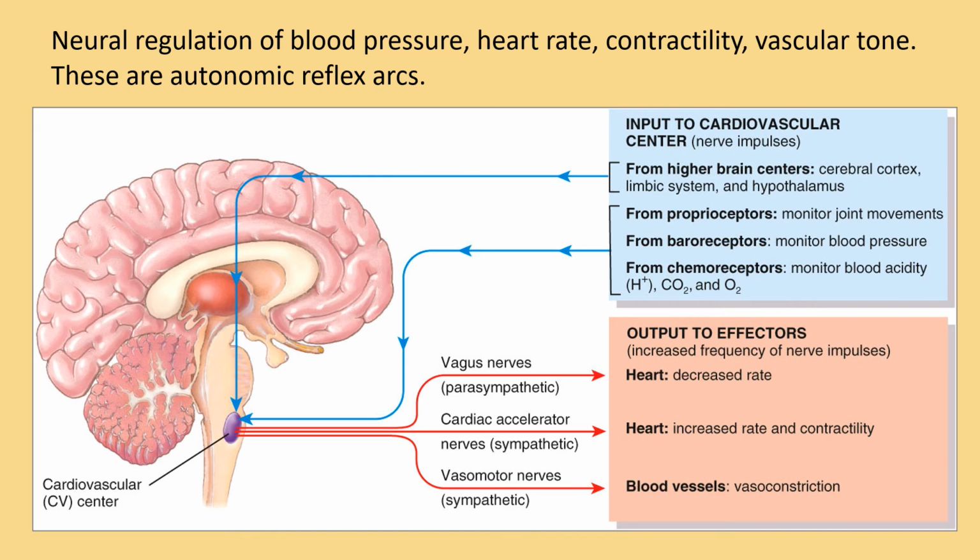All right, so there are two different sets of motor neurons, sympathetic and parasympathetic. In this case, parasympathetic stimulation inhibits the activity of the effector. It slows the heart down, whereas sympathetic stimulation increases the activity of the effector. It speeds up the heart and it causes the heart to beat harder.